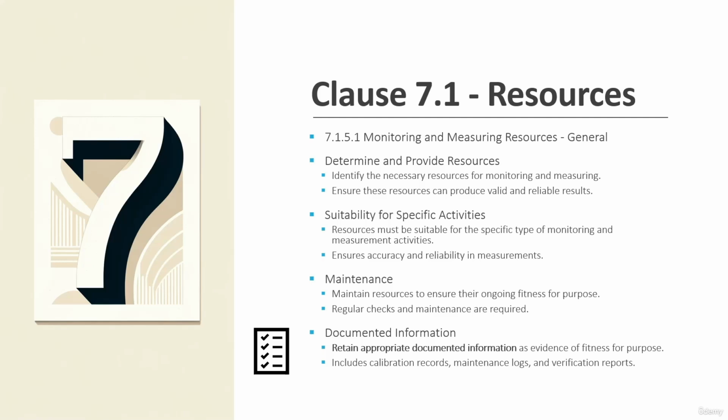So the company needs to determine what is needed, and they need to provide those resources. These equipment or these measuring and monitoring devices shall be suitable for the activity which they are doing, and they should be accurate and reliable in measurement. Of course, that's what you want. If you are measuring temperature, you need a thermometer which is accurate, which is reliable, which is appropriate for the type of temperature measurement you are taking. Then these devices need to be maintained so that they are good for use, and then they need to be regularly checked and maintained. And then the organization is required to retain appropriate documented information.